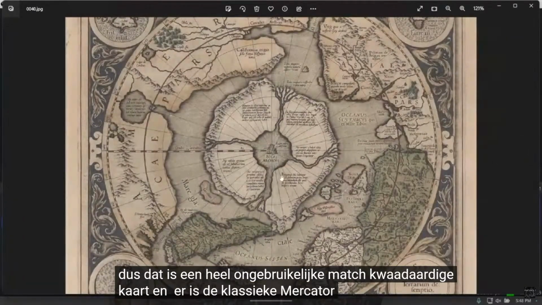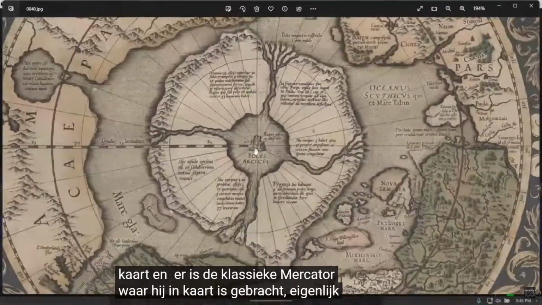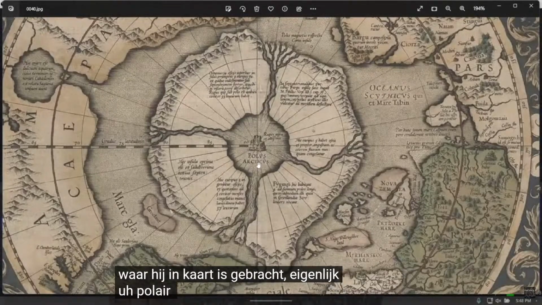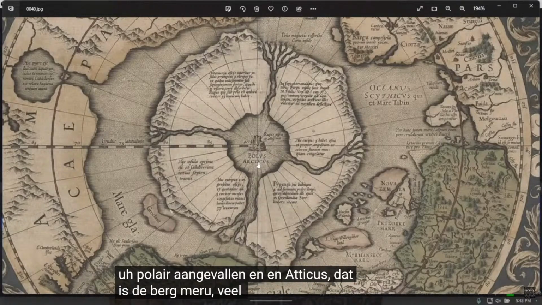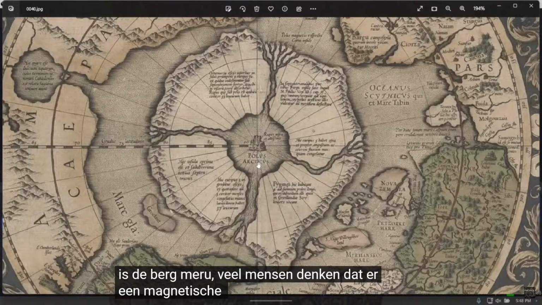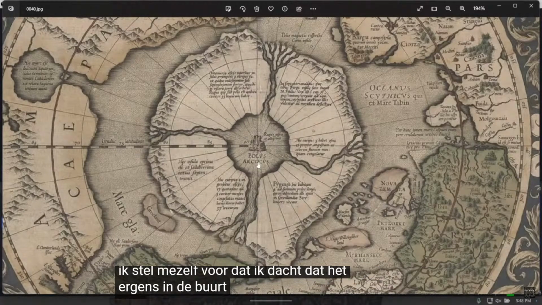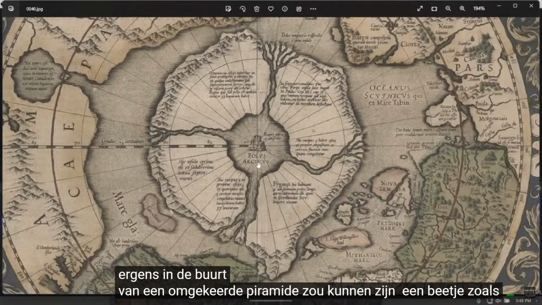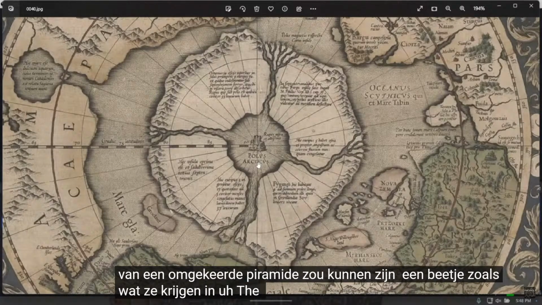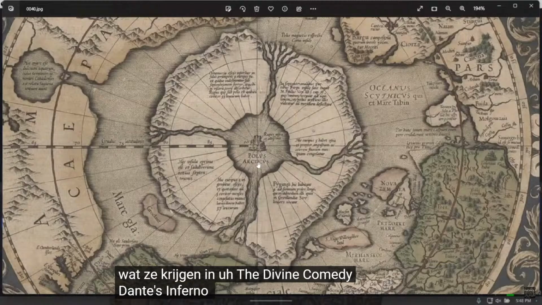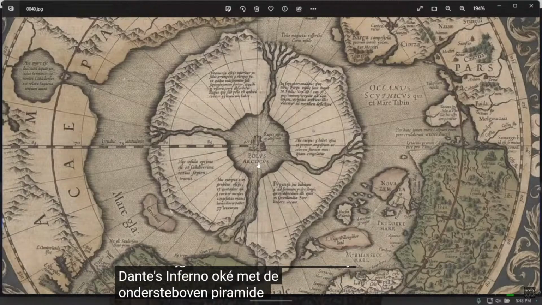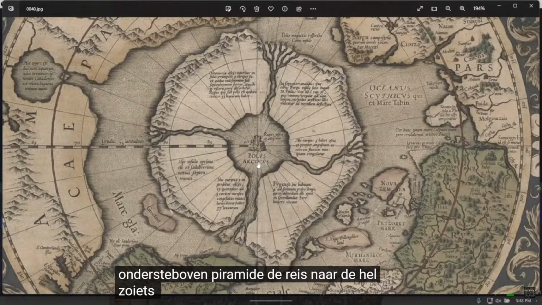And there's the classic Mercator, where he's mapped basically polar Antarcticus, which is Mount Meru. Many people think there's a magnetic mountain in the centre. I proposed myself that it might have been somewhere in the region of an upside-down pyramid, a bit like what they get in the Divine Comedy, Dante's Inferno, with the upside down pyramid, the journey to hell, something along those lines.